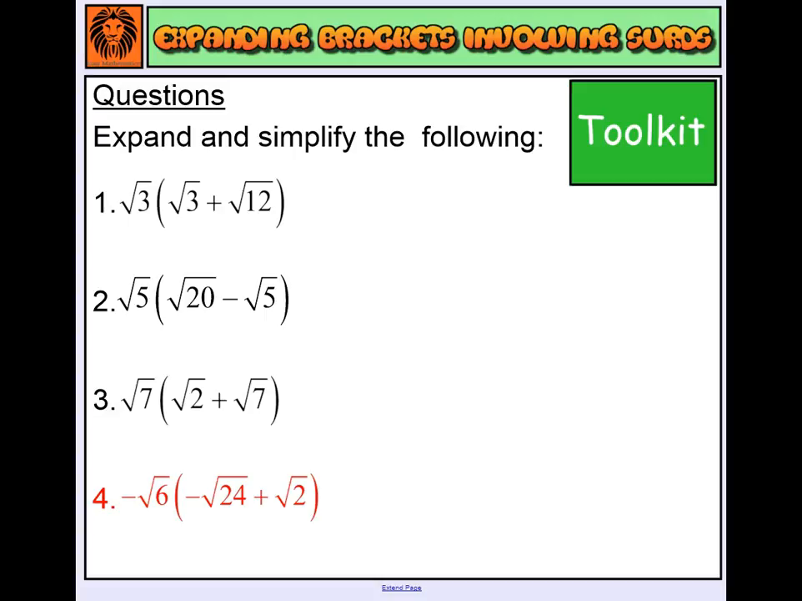Now have a go at the following 4 questions, and be careful with the red one, with your negative signs. Pause the video and we'll go through the answers shortly. Just quickly remind yourself of the toolkit about the 2 rules that we have with surds.